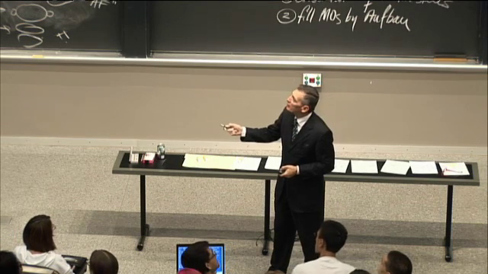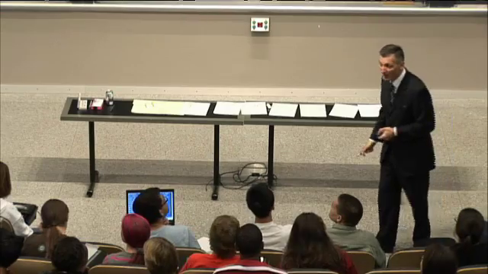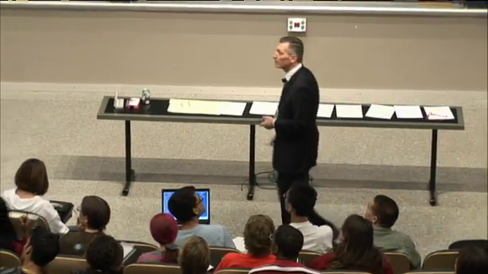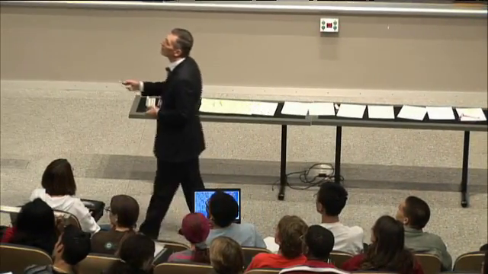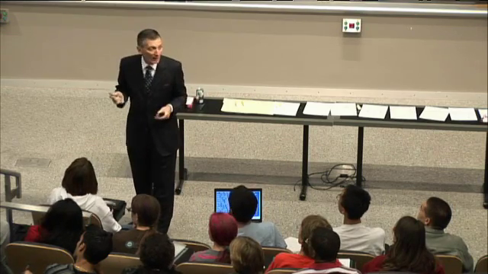Now here's a very interesting one. If you compare cesium and gold, you get 1.75, which is greater than what it was for sodium and iodine. Now, no one would argue that sodium and iodine is covalent. You'd argue that's ionic. Well, by the same metric, cesium and gold is as ionic. The plot thickens. Cesium, if you melt it, it's a liquid metal. If you melt gold, it's a liquid metal.